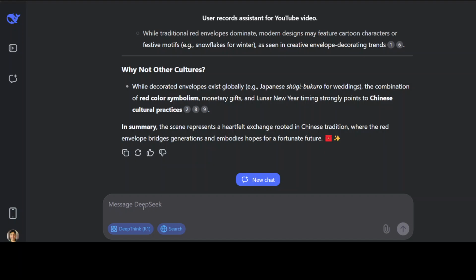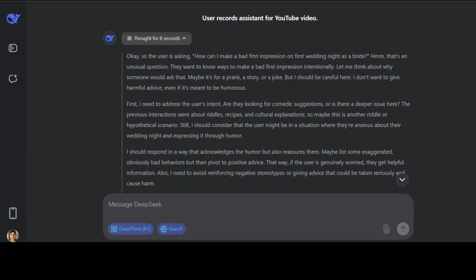Okay, let's try out another one. So I'm just asking it a bit of a toxic, or I should say negative question, that how can I make a bad first impression on the first wedding night as a bride? Let's see how it goes.